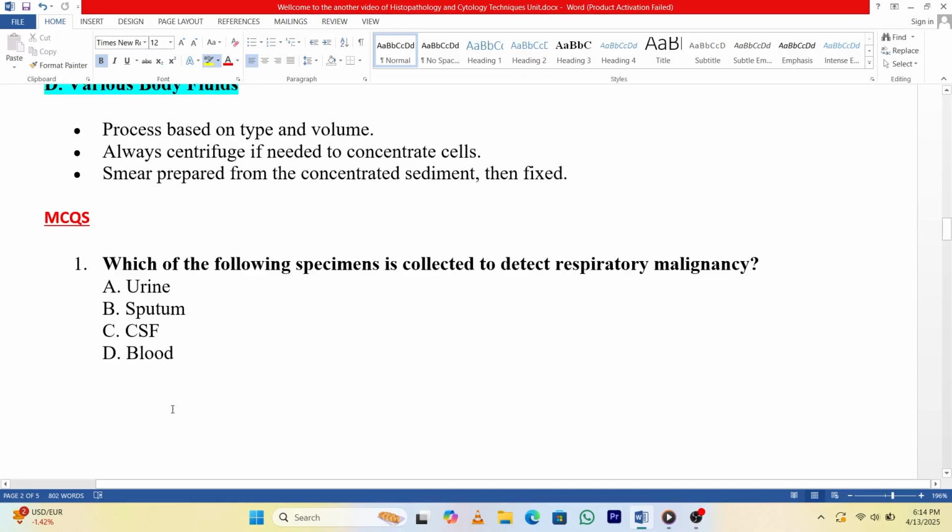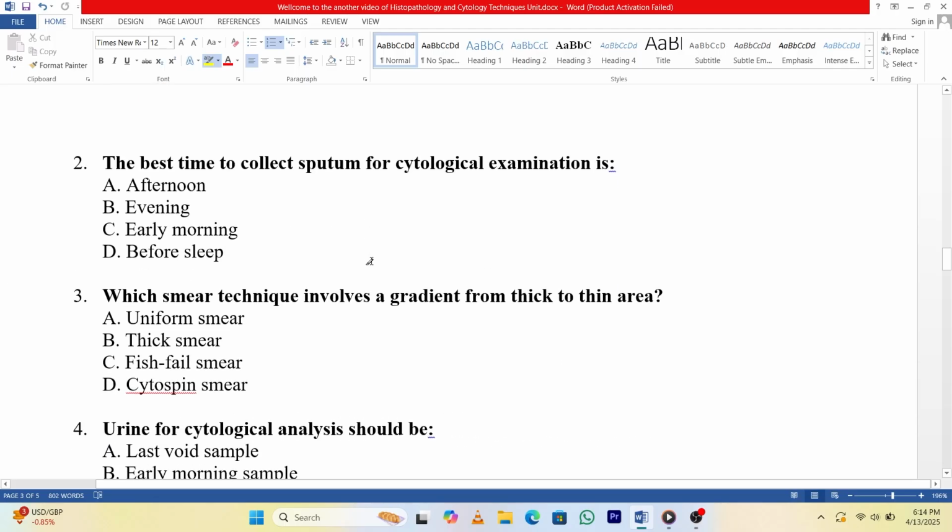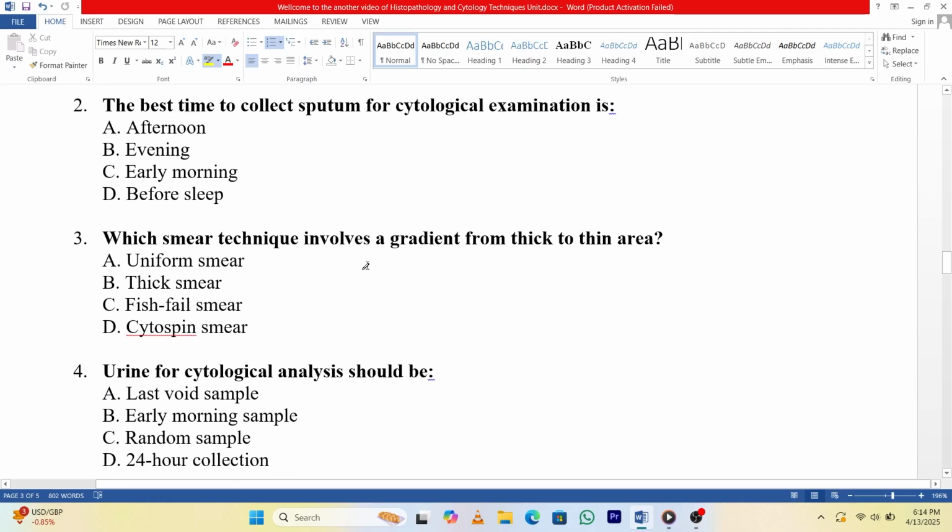MCQs. 1. Which of the following specimens is collected to detect respiratory malignancy? A. Urine. B. Sputum. C. CSF. D. Blood. Answer: B. 2. The best time to collect sputum for cytological examination is A. Afternoon. B. Evening. C. Early morning. D. Before sleep. Answer: C.